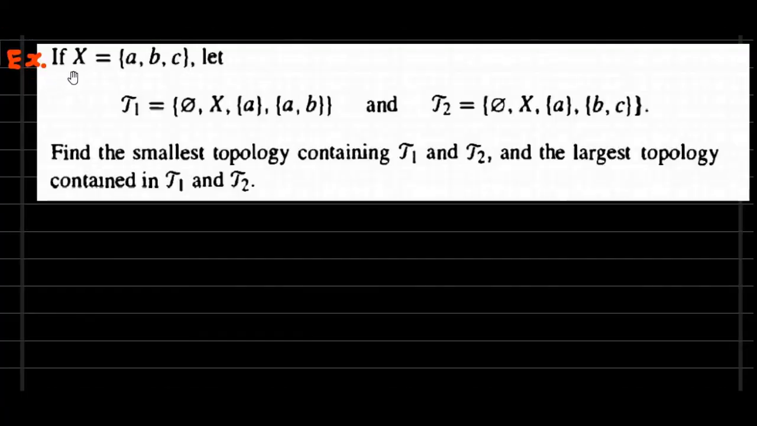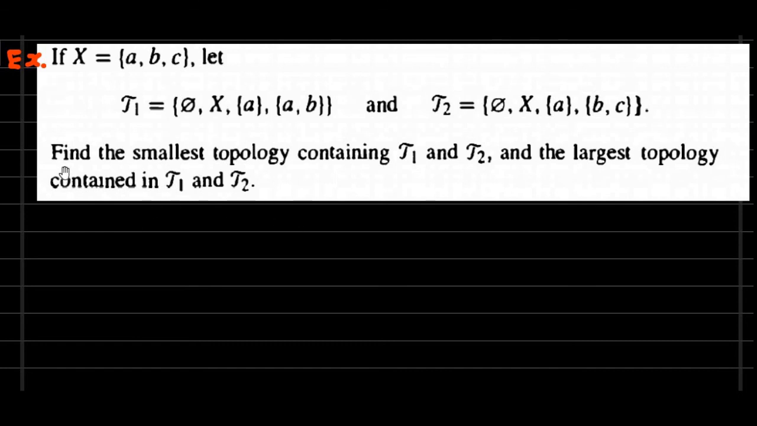Next example is: let X be the 3-point set containing elements A, B and C, and let τ1 be the collection having members the empty set φ, the complete set X, the singleton set {A}, and the 2-point set {A, B}, and τ2 be the collection having elements the empty set φ, the complete set X, the singleton set {A}, and the 2-point set {B, C}. Then find the smallest topology containing τ1 and τ2 and the largest topology contained in τ1 and τ2. Here these words containing and contained are very important. So we'll solve this example.